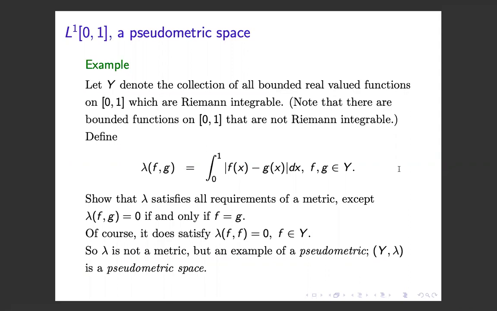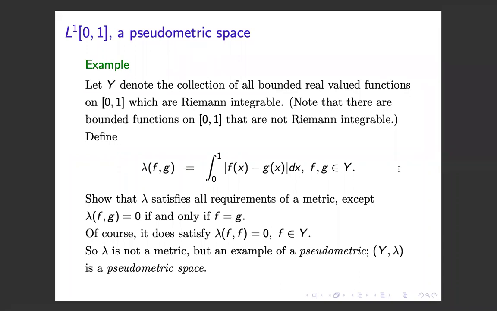Yes? Actually I have a question. If f equal to g, then lambda(f, f) is 0. But why is the converse not true? If lambda(f, g) is 0, why f need not be equal to g? See, in the proof for C[0,1], we used the argument that f and g are continuous very crucially. F minus g was continuous there, no? Here f minus g need not be continuous, so that will fail.